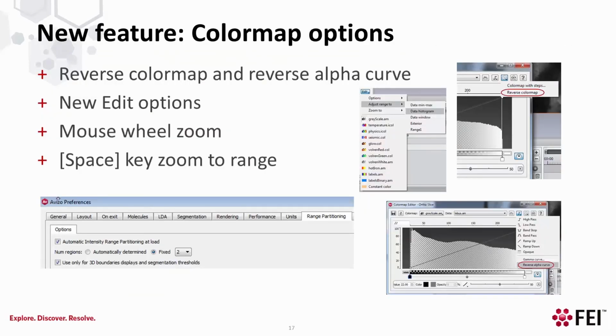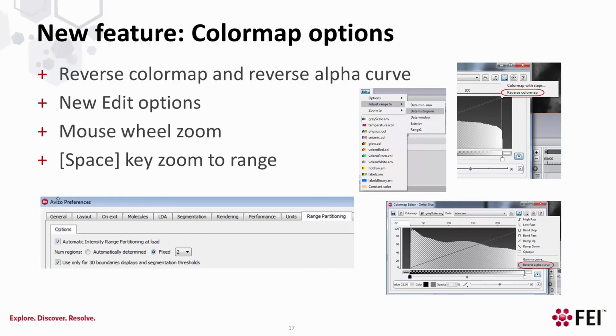We are also enhancing our color map editor with new options. You are now able to reverse the bounds of your color map or your alpha curve directly by the click of a button. You will find a new edit option. We are also able to zoom directly onto the color ramp using the mouse wheel. You can also use the space key as a shortcut in order to zoom to the actual range of your data.